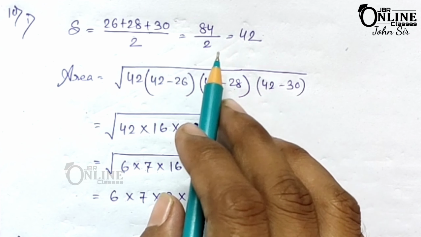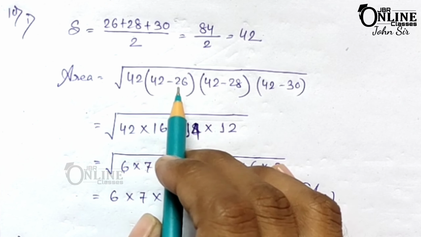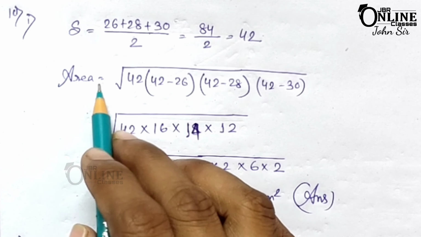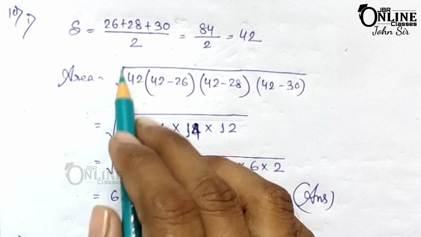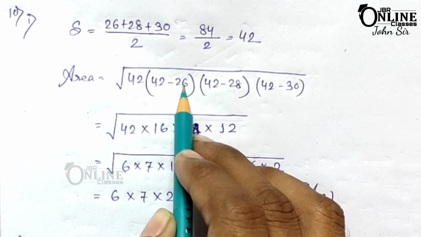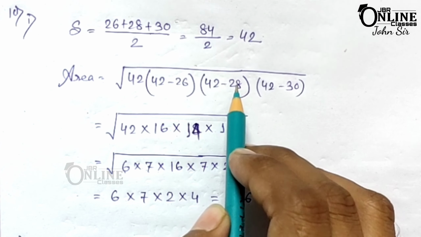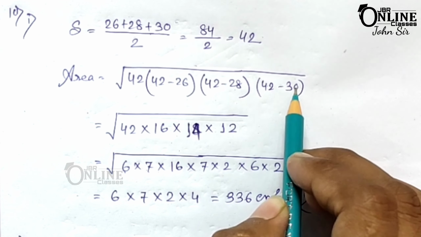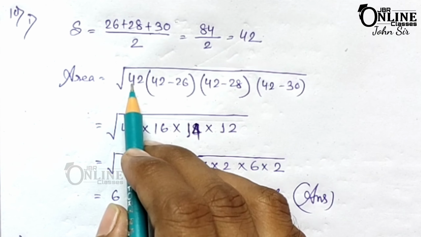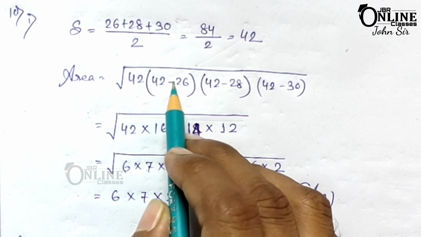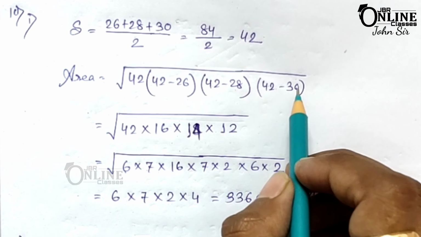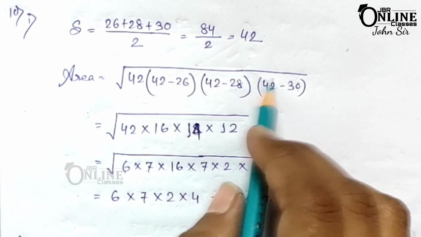Okay, now to find the area of a scalene triangle, you have to apply Heron's formula. So what is the formula? The area of the triangle equals root over S into S minus A, first side, then S minus B, second side, then S minus C, third side. As here S, the semi perimeter, equals 42, so first write down 42, then S minus A is 42 minus 26, S minus B is 42 minus 28, S minus C is 42 minus 30. Okay, so that is the formula.